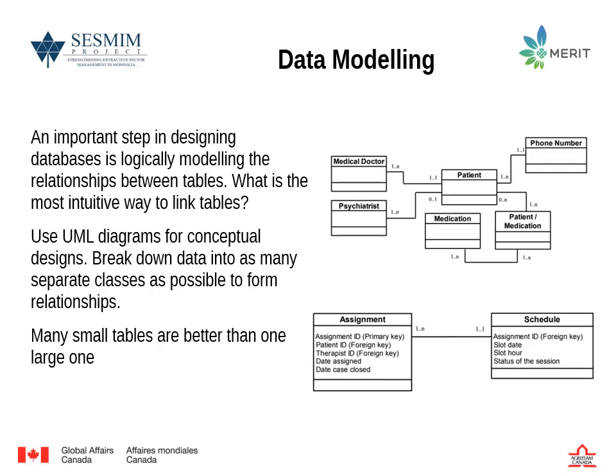Using UML diagrams to create a conceptual design, which we have here, breaking down data into as many separate classes as possible to form the relationships. So all these different relationships, all these different cardinalities between all these other tables, it's a lot easier to think about these things logically if you sketch them out like this. Many small tables are better than one large table. So sort of like a third normal form, right? Break down things into as many different things as you can break them down into.